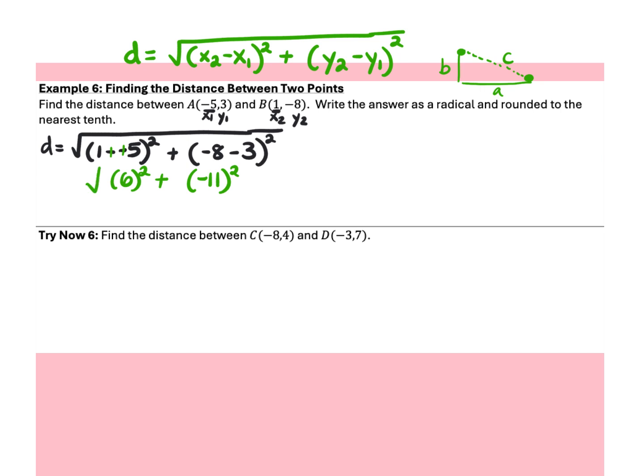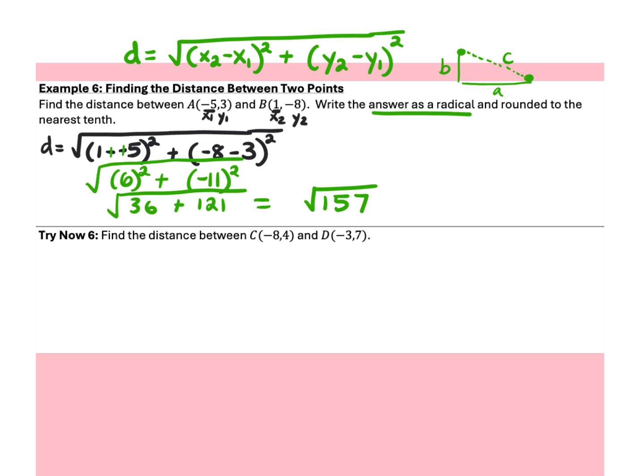Now, what's cool about this is that the distances are always going to be positive, because when I square something, a -11 squared, that's a -11 times a -11, is positive 121. So we have the square root of 36 plus 121, which adds to the square root of 157. So this is my answer as a radical.